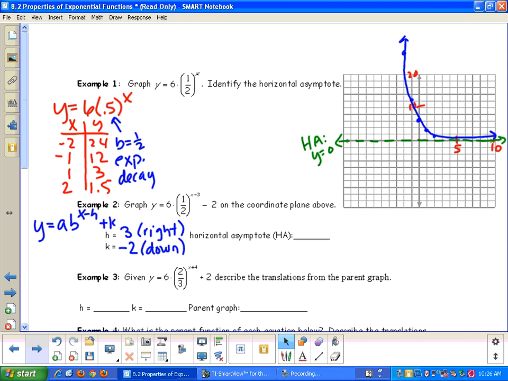I'm going to do this graph in green. So I'm going to count right 3, 1, 2, 3, down 2. Remember, we're going by 2's for our y scale. So right 1, 2, 3, down 1, 2. Right 1, 2, 3, down 2. And so my graph would go something like this.